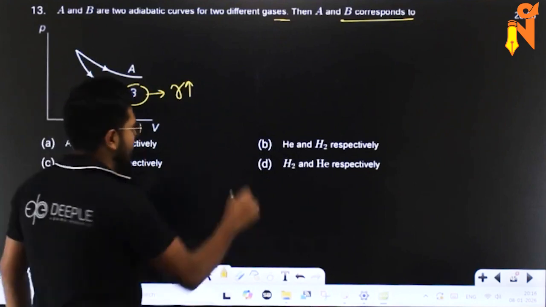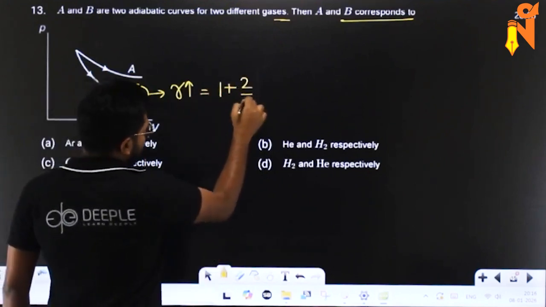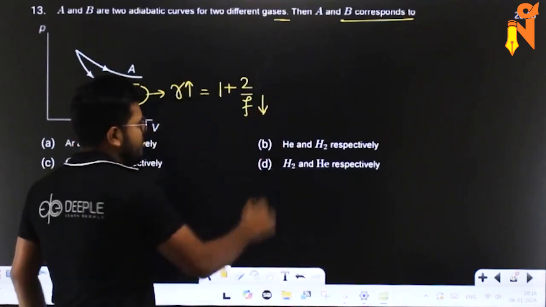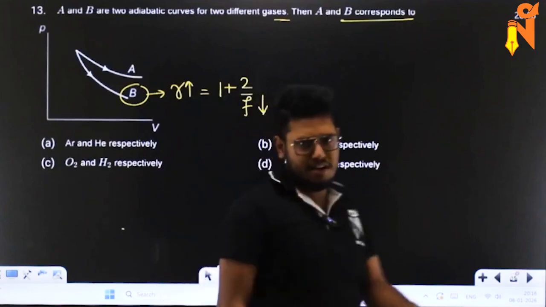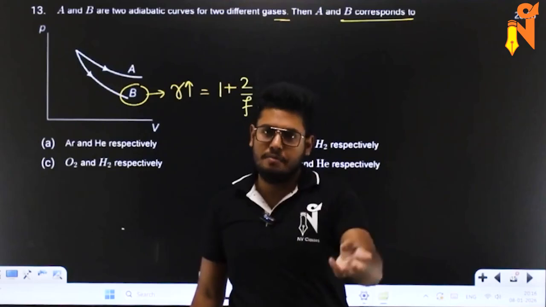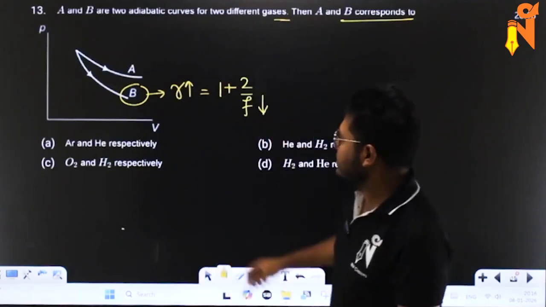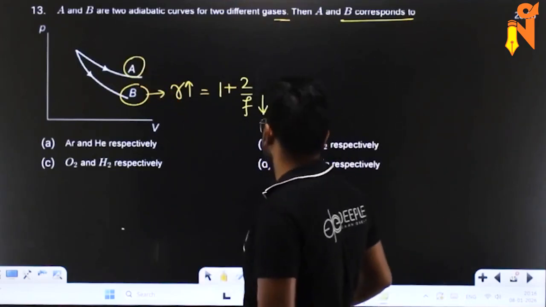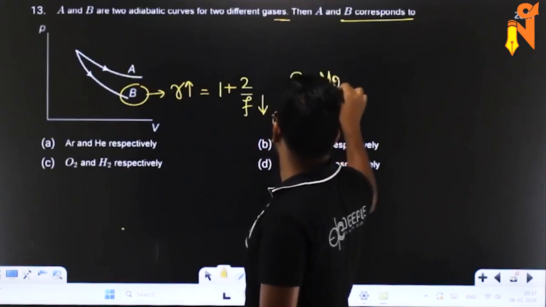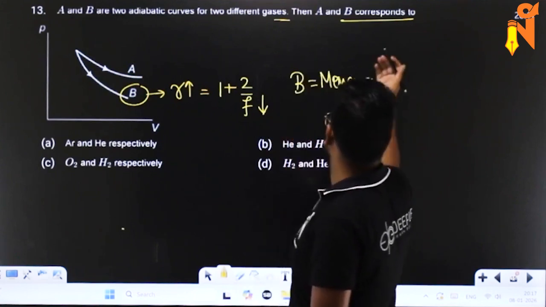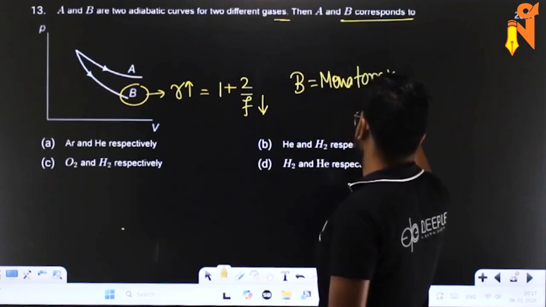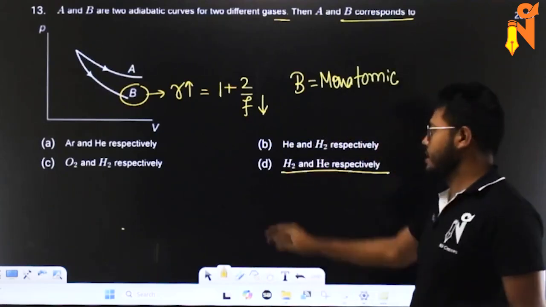B has more gamma. And you all know the expression for gamma, 1 plus 2 over f. That means more gamma signifies lesser degree of freedom. Now let's look at it. We all know monatomic has the least degree of freedom, diatomic has more, then comes triatomic, triangular. So this one has lower degree of freedom, right? That means B is monatomic. So A is diatomic, B is monatomic. This is the combination.